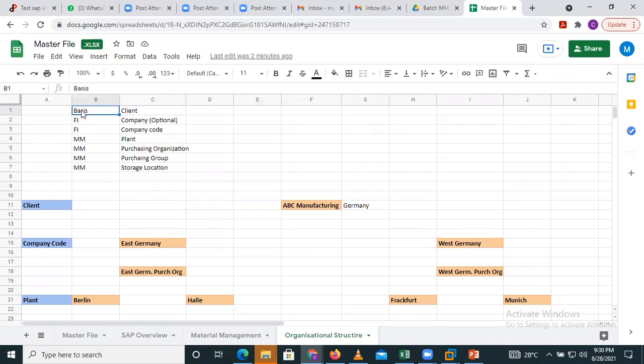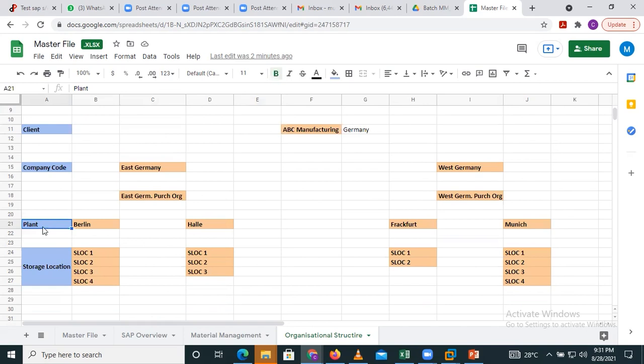Basis person, right? So we saw that one, client creation activity and all. SCC4, SCCL. That is nothing but basis activity, client creation, client copy. Then after that, we have company, which is optional, which is created by the FI consultant only. And these company codes, who will be responsible to create? FI consultant, right?